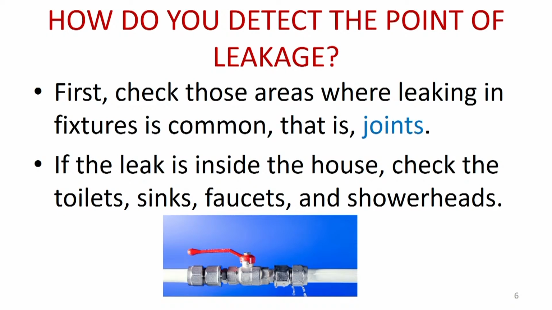First, check those areas where leaking in a fixture is very common, and that is the joint. If you see this fixture or fitting, you will find that this is a non-return valve or the stopcock, and there are two joints, and you are seeing the water is coming from the joint only. So that is the most common.